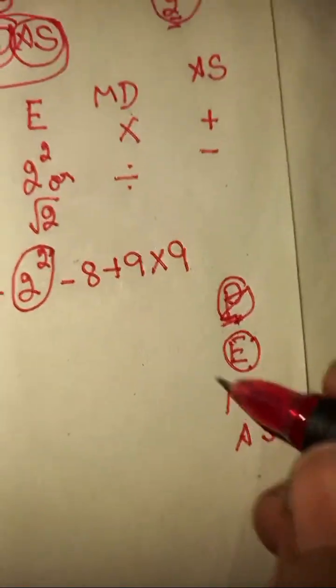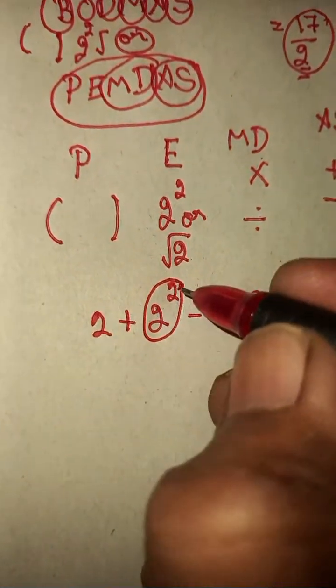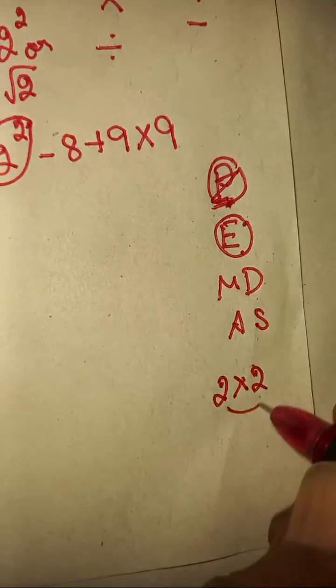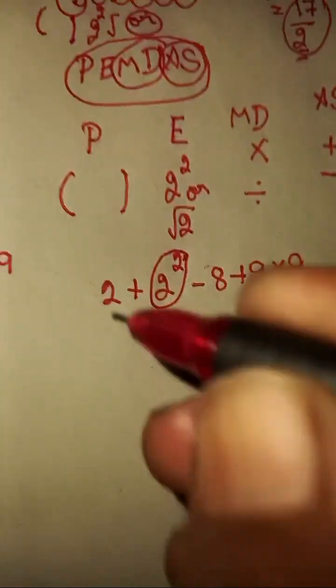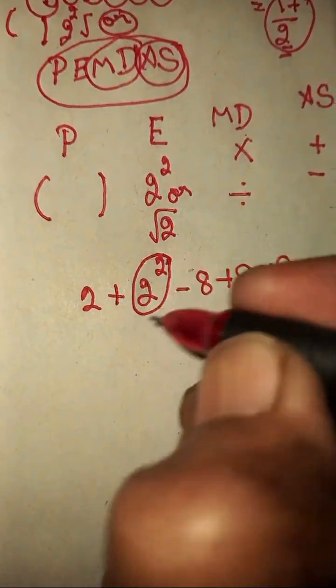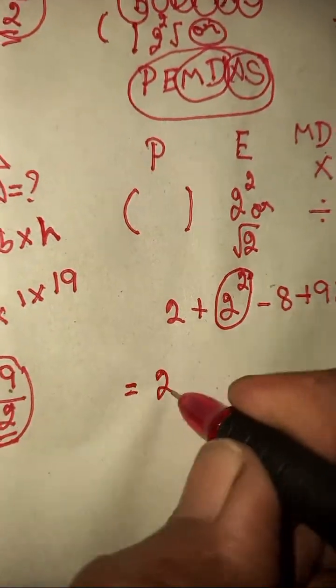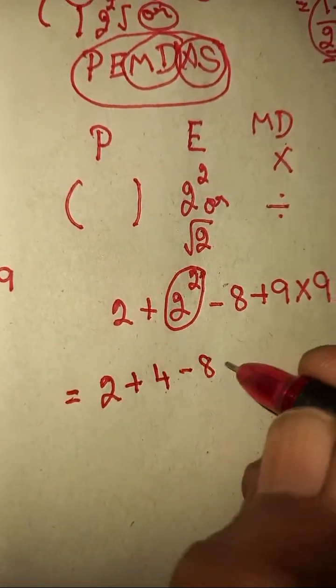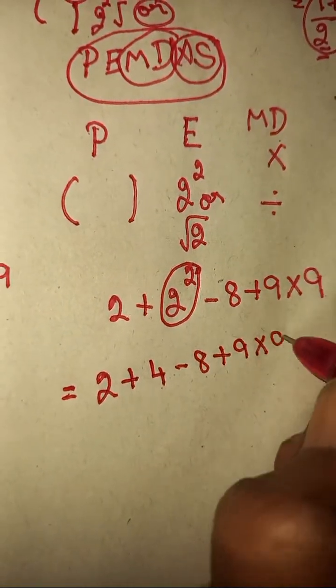Yes, welcome. I'm going to explain this. 2 square means 2 times 2, which becomes 4. Everything else you must keep as it is. Don't touch anything else when you do this. This becomes 2 plus 2 square is 4, 4 minus 8 plus 9 times 9.